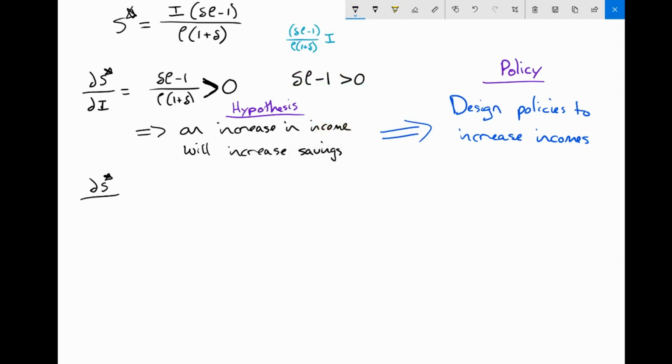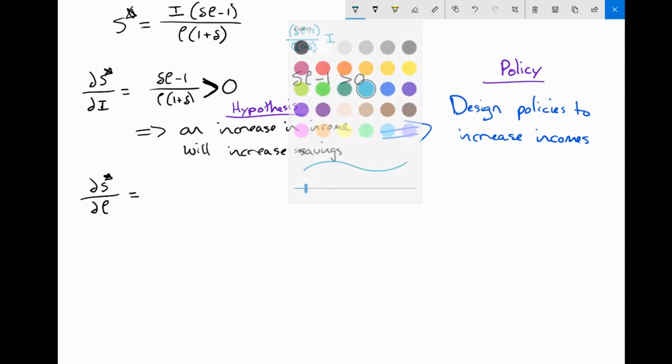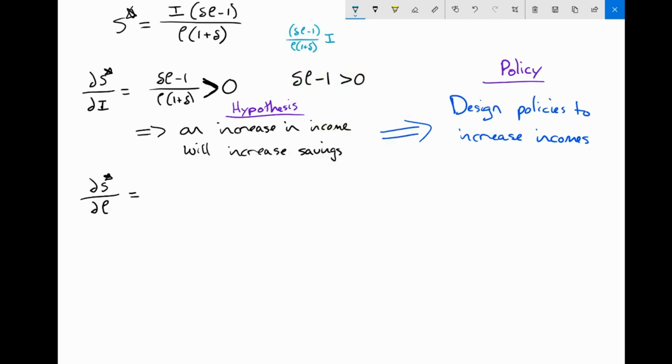Derivative of S with respect to rho. How does an increase in the return to savings affect savings? This is a little bit more of a complicated derivative, unfortunately, because this is the quotient rule. So bear with me here for a second. We're going to do this derivative, and it's going to kind of be ugly. Remember the quotient rule. I'll just write it up here in the corner.